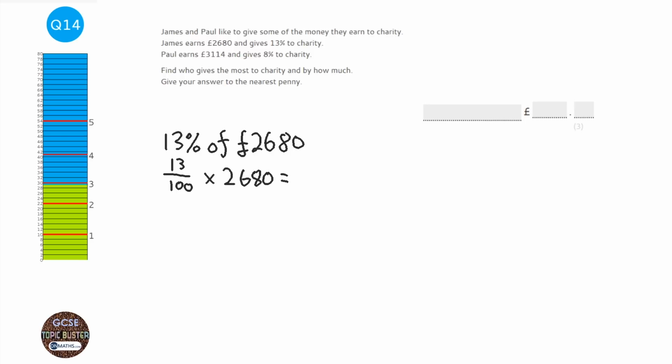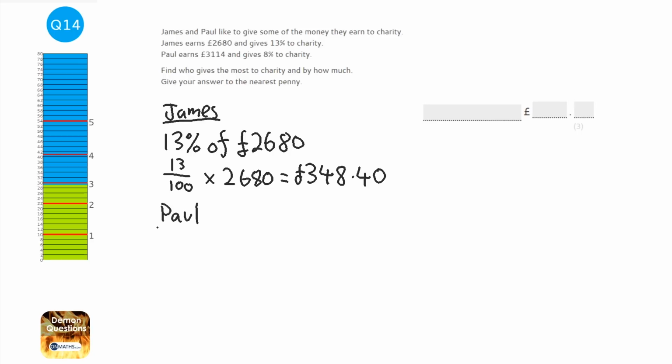It might give you a fraction, so just press the S to D button, and that gives me 348.4. In money, that's £348.40, because obviously we do 2 decimal places for money. I haven't shown the examiner who that is, so I'm just going to show the examiner that that's James we're working out. So on to Paul next.